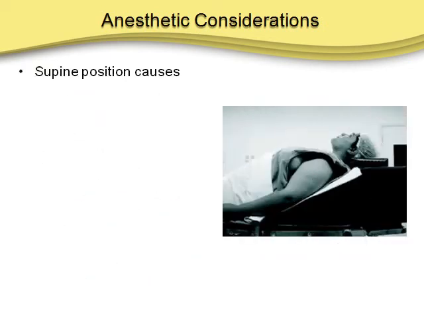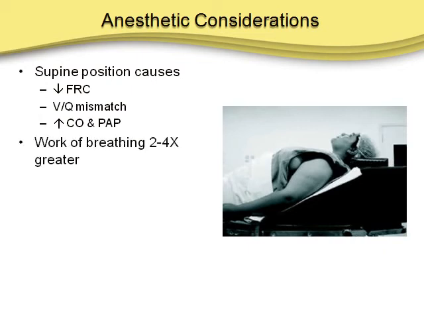As we have mentioned, the supine position causes a reduction in FRC, a significant ventilation perfusion mismatch, and increases in cardiac output and pulmonary artery pressures. Obese patients have an increased work of breathing 2 to 4 times greater than normal. An increased chest wall mass decreases chest wall compliance and diaphragmatic excursion. The reverse Trendelenburg position, a semi-recumbent position of 35 to 40 degrees, reduces abdominal pressure on the thorax by allowing the diaphragm to fall, and this will maximize your FRC.